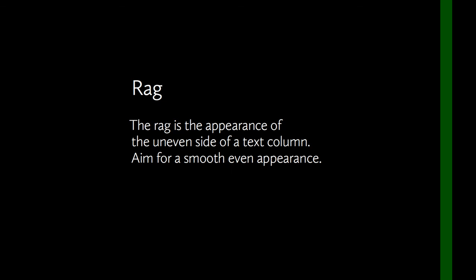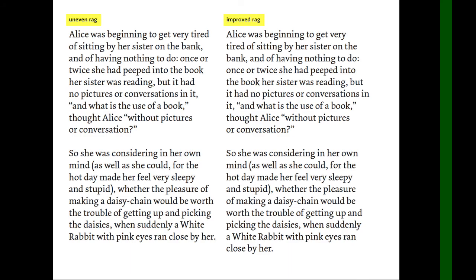I keep talking about rag. The rag is the appearance of the uneven side of a text column, in this case, the right side. You want to aim for a smooth, even appearance. All right, so on the left, here's our example again. Here's our improved breaks on the left, but it has a very uneven rag.